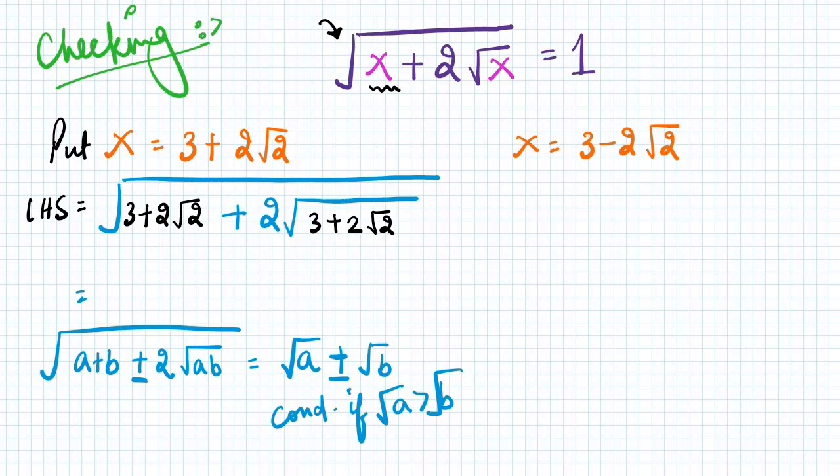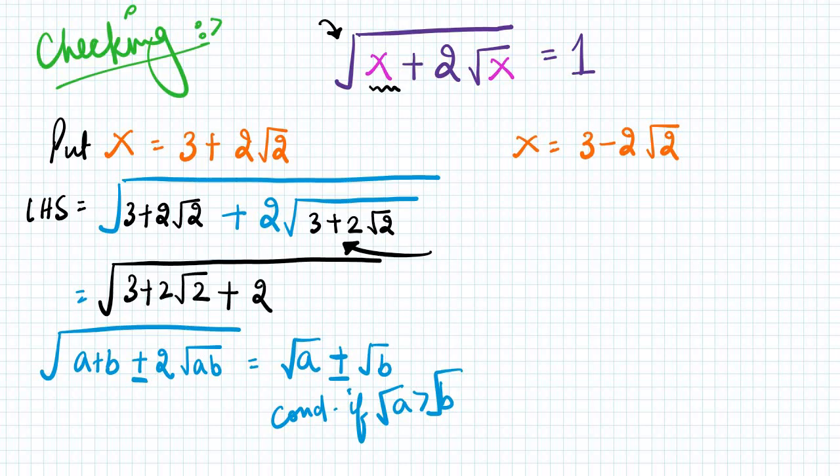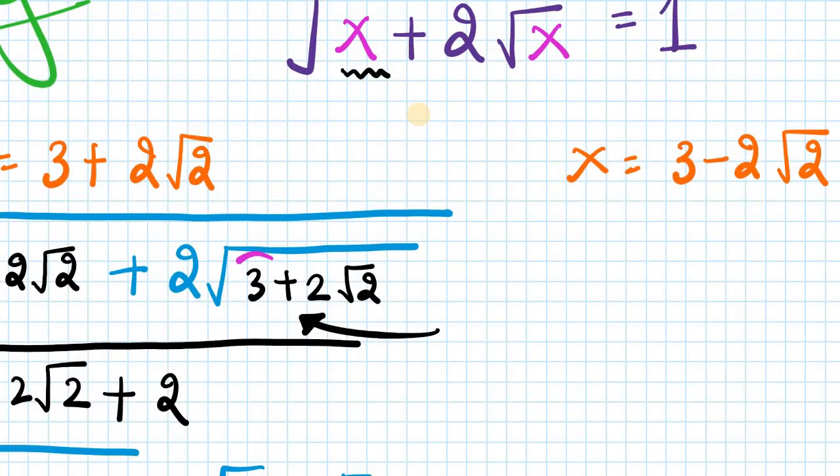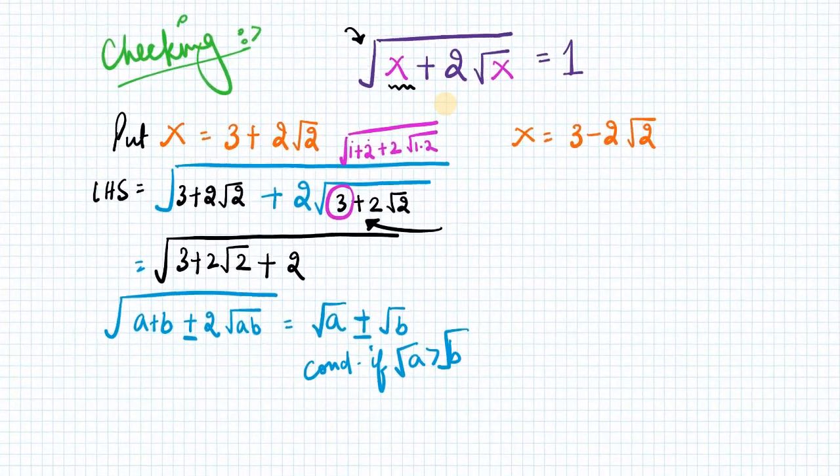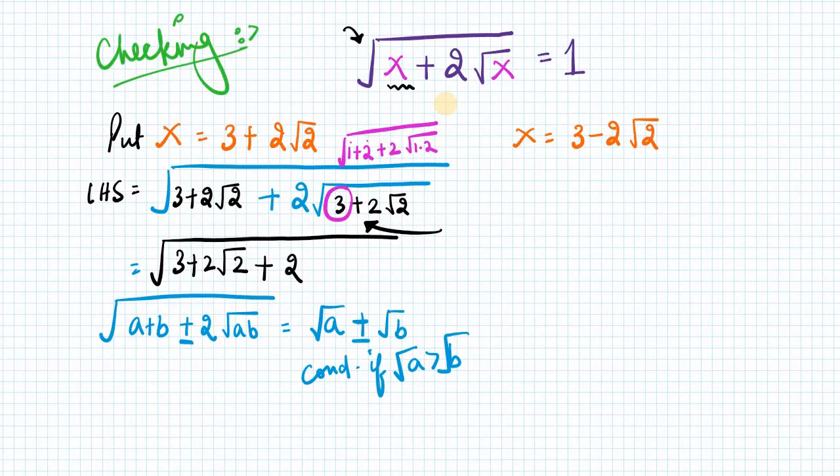Okay, so let's try continuing. Here I'm going to apply this thing, writing this as it is, 3 plus 2 root 2 plus 2. Now this 3 can be written as 1 plus 2 and plus 2 here. Then this 2 can be written as 1 times 2, right? Here a is 2 and b is 1. So let's continue. Now writing this thing as a minus b, so a is my root 2 and b is my root 1.